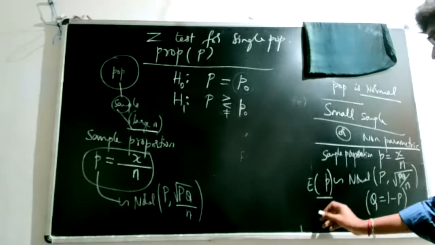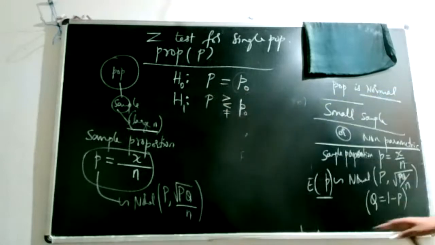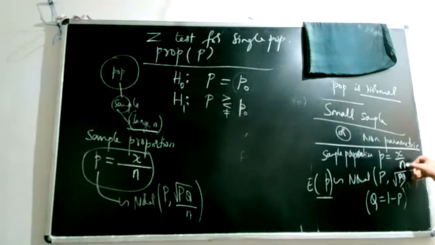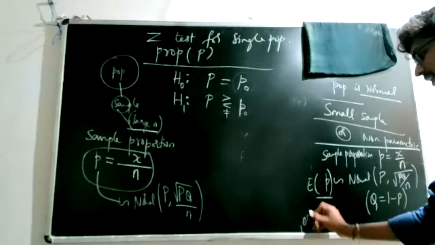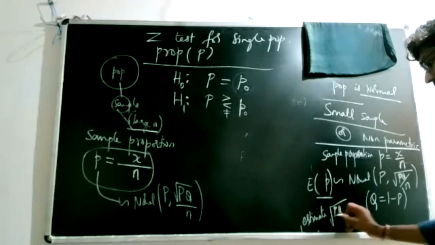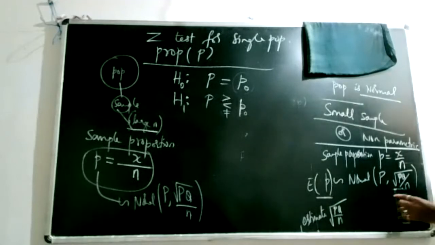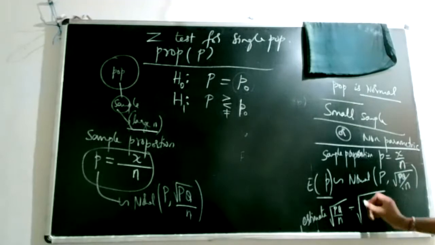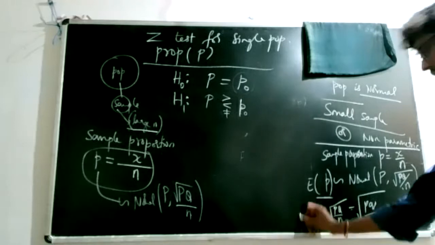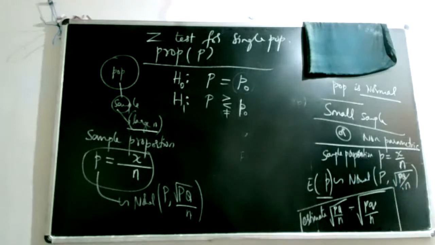Now, since we are testing for P, our P is a population value, it is usually unknown. Since it is a larger sample case here, you can have an estimate of this PQ by N, and that is the sample value. So you'll use the sample proportion to obtain an estimate of that particular value. So this is when you want to use the estimation case.